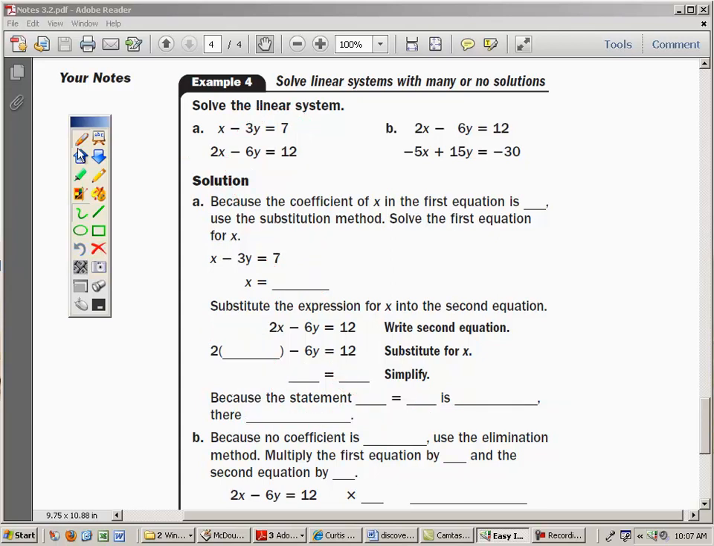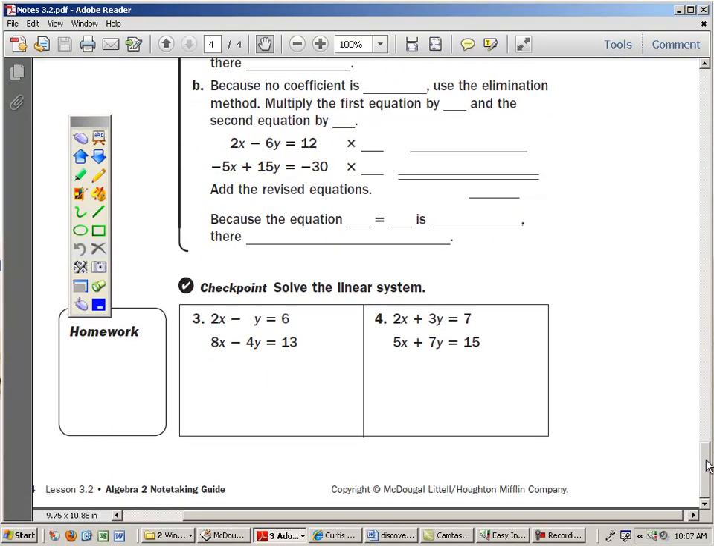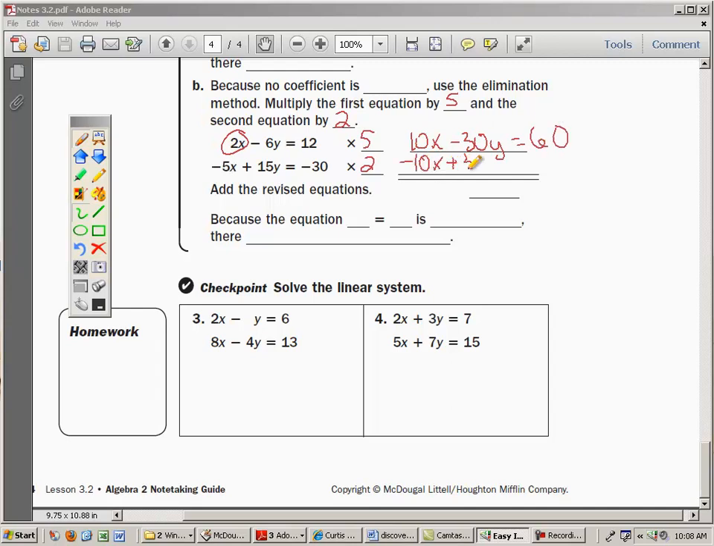All right? The second example then says, look, let's take a look at the coefficients. Neither one of the coefficients is 1, so we probably want to go ahead with elimination here. When I do elimination, I'm going to go ahead and multiply the first equation by 5 and the second equation by 2. If I multiply this one by 5 and this one by 2, this is going to become 10x minus 30y is equal to 60. And the other equation is going to be negative 10x plus 30y is equal to negative 60.